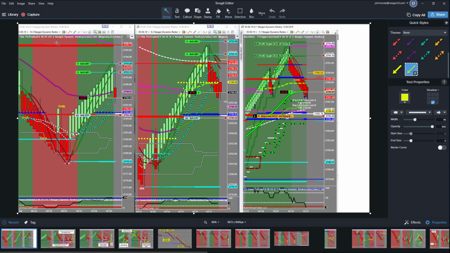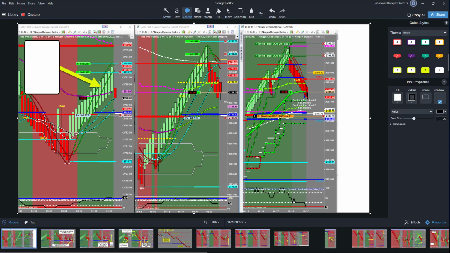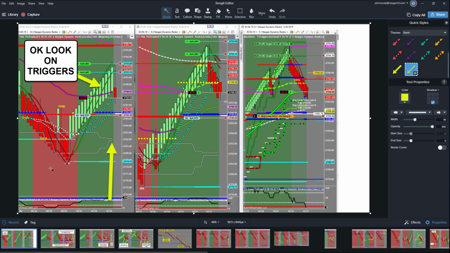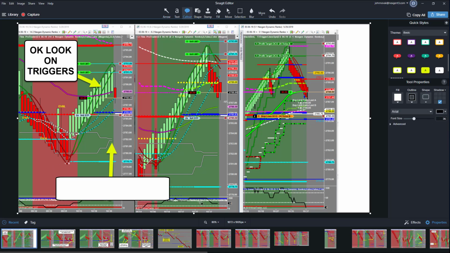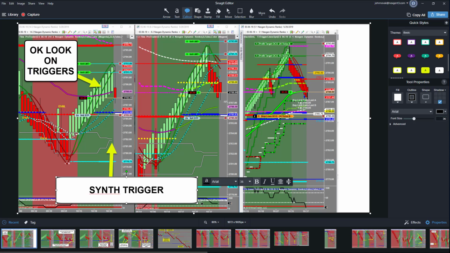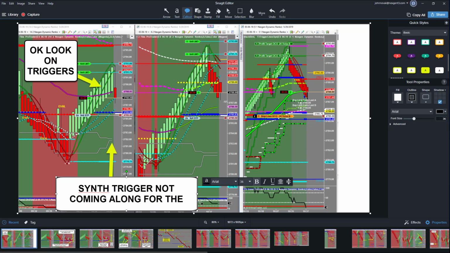I agree with your trigger line configuration on the 14-2 chart. Okay? So watch. Look, okay, for the first two triggers. Now, the third trigger is down here. This is where some of the issues come from, okay? Synthetic triggers not coming along for the ride. Do you see what I'm saying here, Amit?